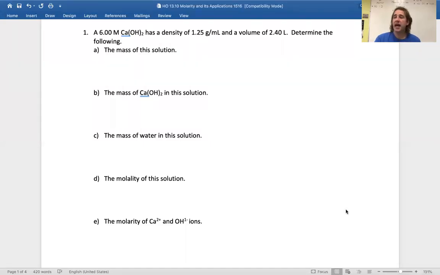All right, so let's look at the first problem off of 13.10. We'll make sure you're doing okay on these and just give you another example of how we can start to calculate these types of problems.